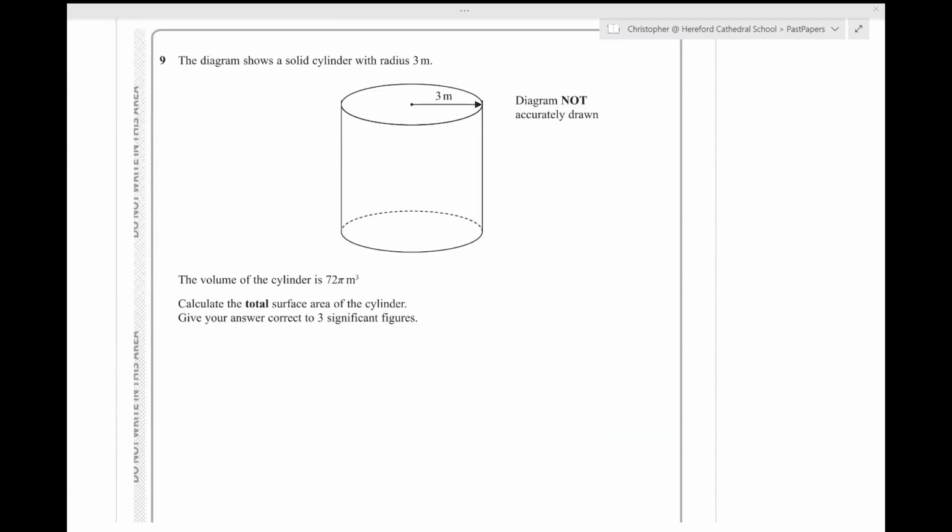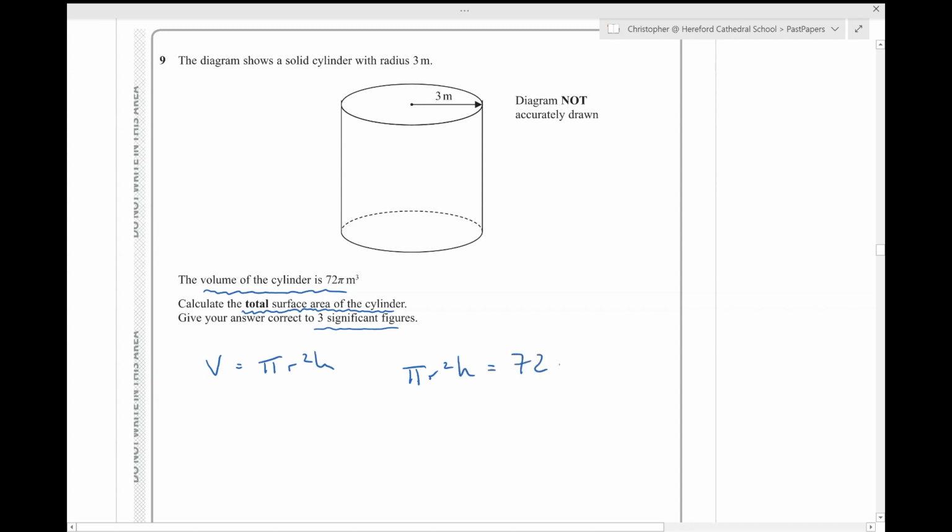Question 9. The diagram shows a solid cylinder with a radius of 3. The volume of the cylinder is 72 pi square meters. Calculate the total surface area of the cylinder, giving your answer to 3 significant figures. So let's just have a think about this. There are a couple of formulas that might help you at the front of the paper. The first formula that will help you is the volume of a cylinder is pi r squared h. So pi r squared h for our cylinder is 72 times pi.